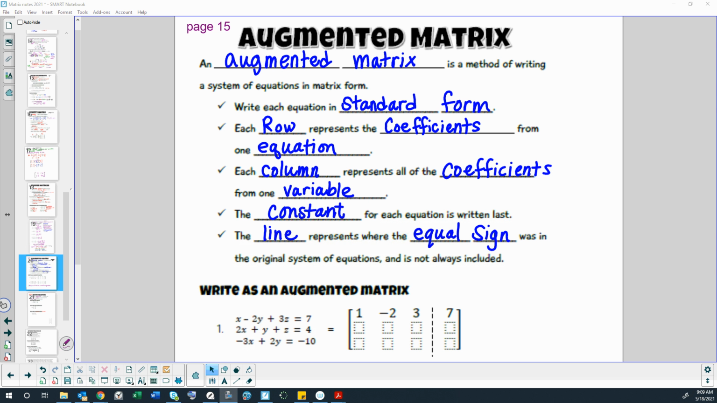Here's page 15 in our matrix notes packet. We're talking about an augmented matrix today. We're also going to learn about how we can use inverse matrices to solve a system of equations.